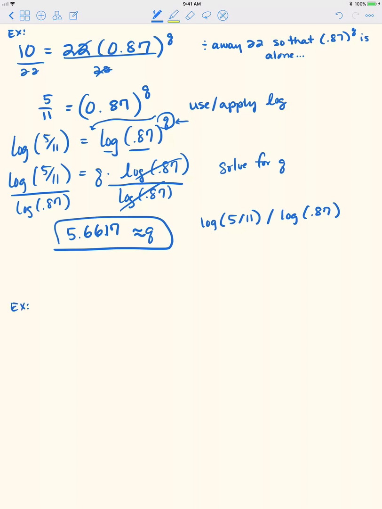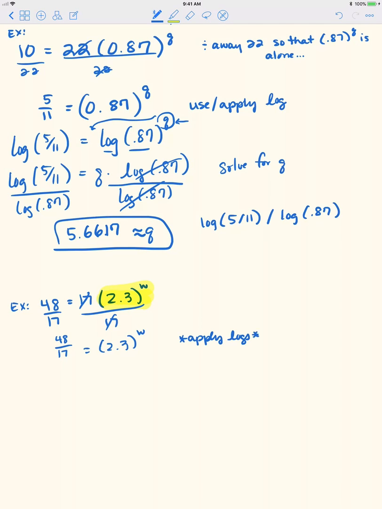Another one. So say you had 48 equals 17 times 2.3 to the w power. Again, just like in the previous example, the portion that has the base with the exponent that we're trying to solve for, you want to get that alone. So I'm going to divide away the 17 so that I'm left with 2.3 to the w on the right and a not reducible fraction of 48 over 17 on the left. Please leave it as is and don't round the decimal. And now I can apply logarithms, or logs, to both sides. I'm just using the common log.